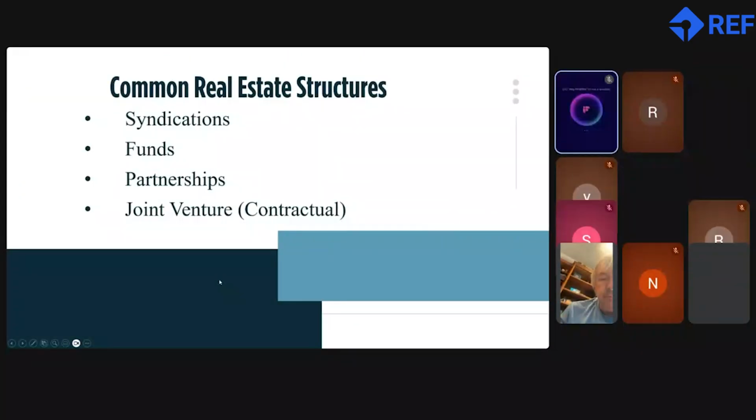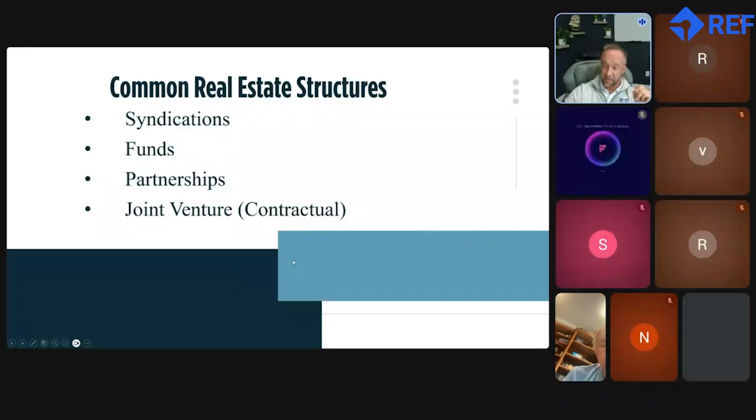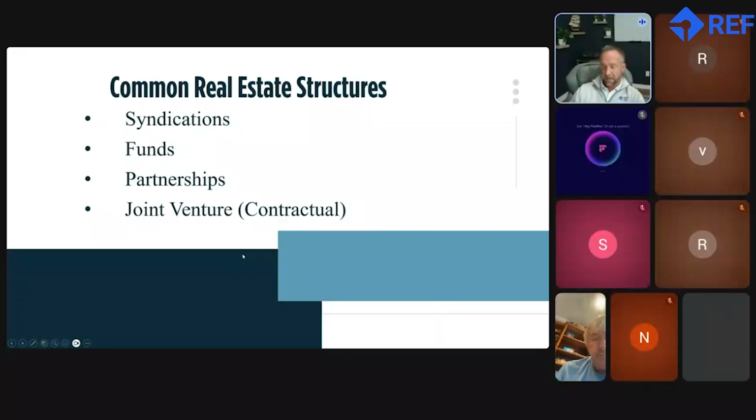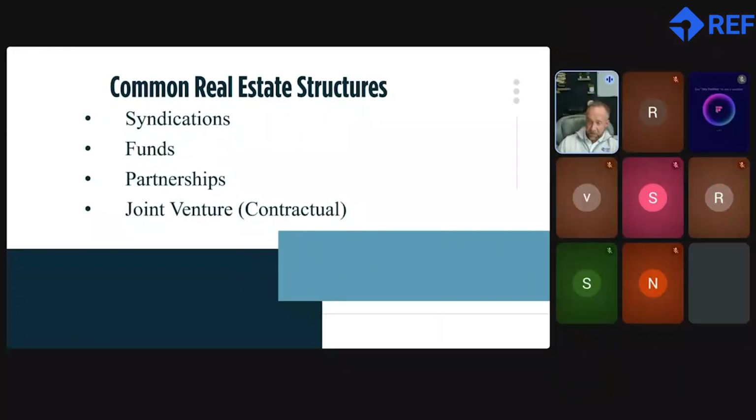All right, so what are some of the common real estate structures? You guys are probably somewhat familiar with these already, but I will go over them a little bit. Syndications, funds, partnerships, and a joint venture. A joint venture is usually more of a contractual arrangement. Sometimes people might use an LLC for it, but it's more of a contract between two different parties that are, for example, developing a piece of property and they sign a joint venture agreement, each person putting something in and getting something out.